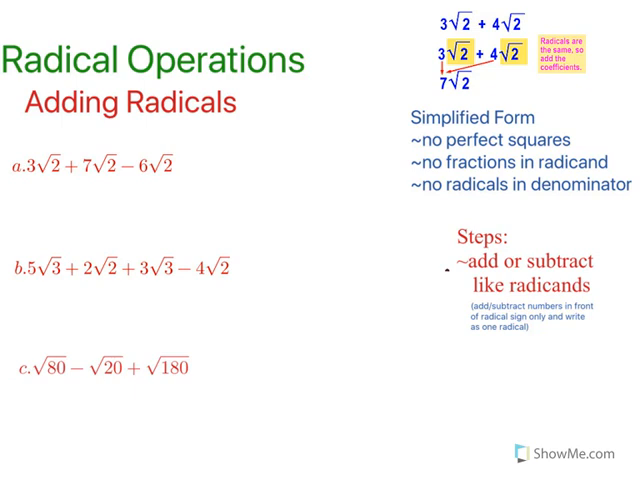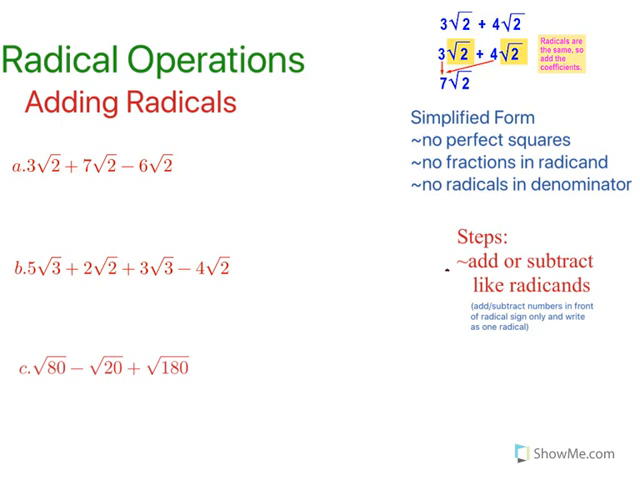When we're adding and subtracting radicals, our goal is to combine like terms. Like terms in this case will be any terms that have the same radicand. That's the number underneath the radical symbol. So I'm going to look at example A. Each of those terms has a radicand of 2, so those would be considered like terms.